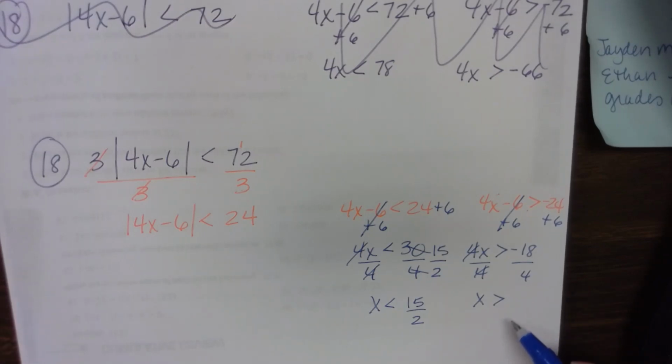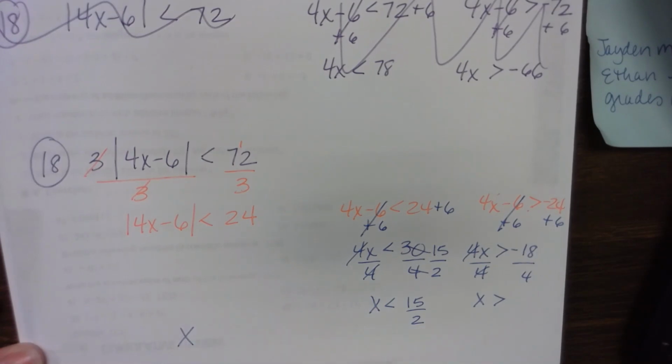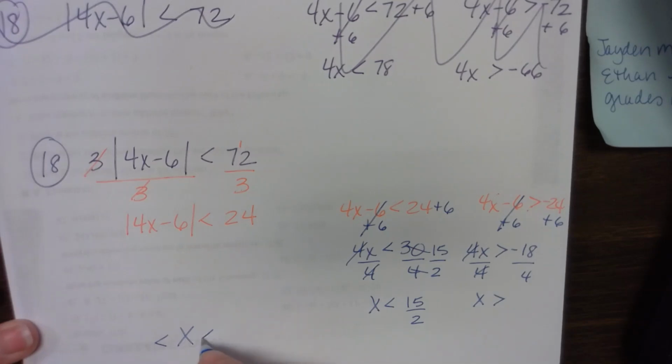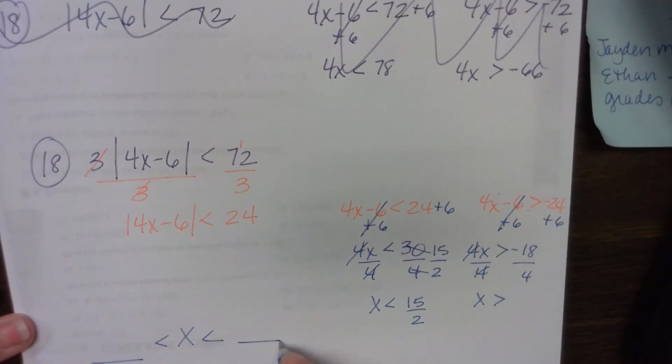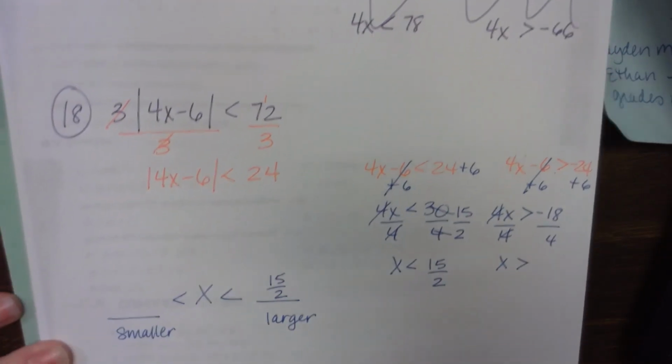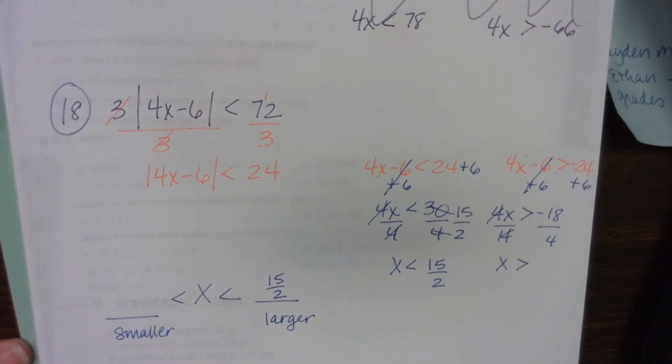I will tell you that this problem is a conjunction. So you're going to put your smaller number on the left, especially if you have any kind of negative numbers, okay? And then you'll have your larger number over here. So you'll put the 15 halves on this side, and then you'll put your smaller number on this side. And I'll let you fill that one in from here. Okay, and this is your final answer.